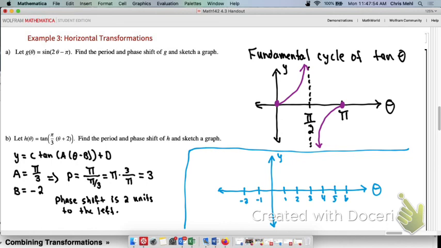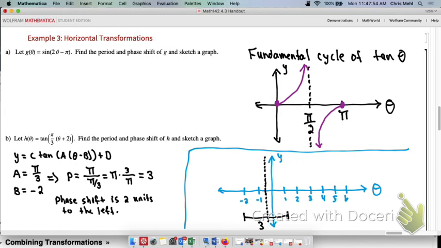Now, the phase shift was -2, so that's where our cycle is going to begin. And this function's period is 3 units wide. So as you can see, our cycle is going to start at -2, and we're going to go through one cycle from -2 to +1. Halfway through that cycle, there is going to be a vertical asymptote. Halfway between -2 and +1 is -0.5. So we have a vertical asymptote here at -0.5.